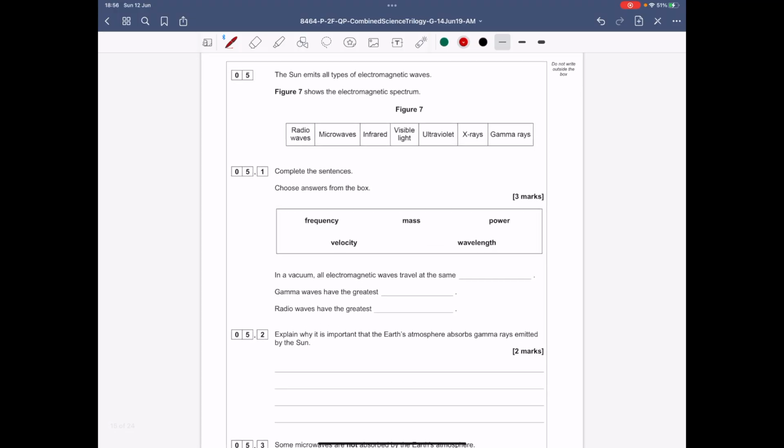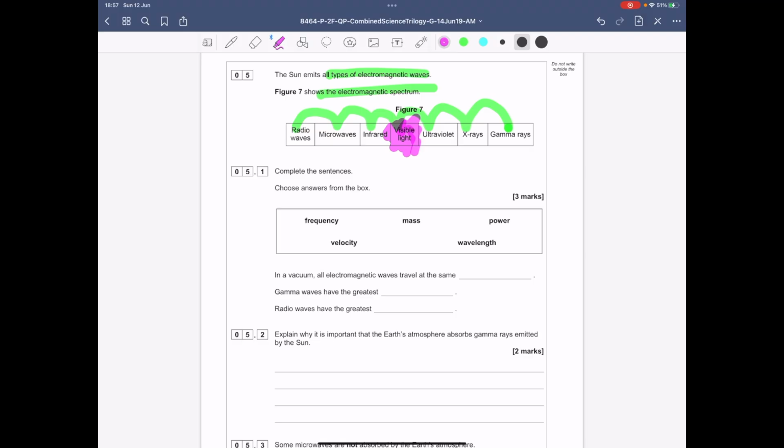Question 5 then. The sun emits all types of electromagnetic waves, and it shows the electromagnetic spectrum there. So you've got gamma, X-ray, ultraviolet, visible, infrared, microwave, radio. Obviously, we as humans only detect the visible part of the spectrum, but we've got all of these other frequencies that are going around us and through us that we can't detect.